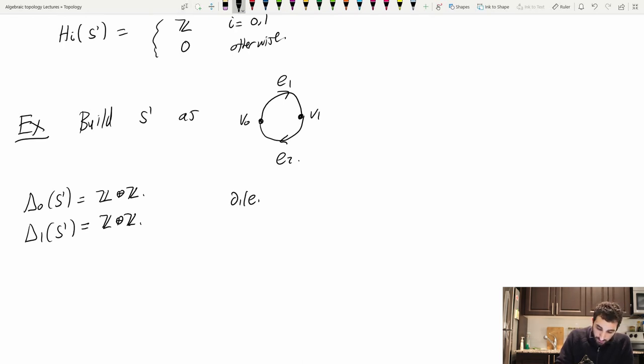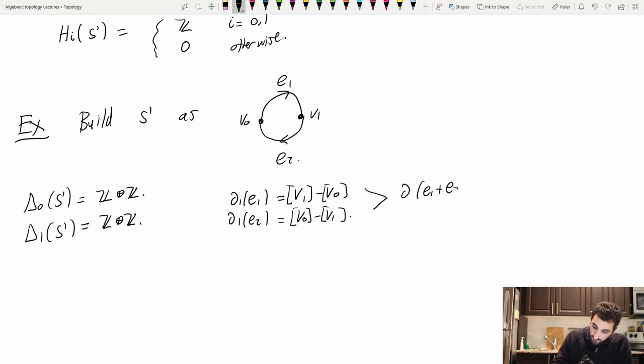Boundary 1 of E1 is equal to V1 minus V0. Terminal minus initial. The boundary 1 of E2 is terminal minus initial, V0 minus V1. And so these together tell me that the boundary of E1 plus E2 is, well, you just add them all up, and the V1s are going to cancel, and the V0s are going to cancel. So this is 0. And you can check, this is the entire kernel.